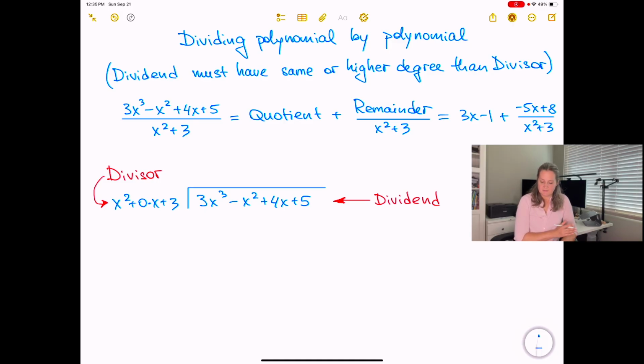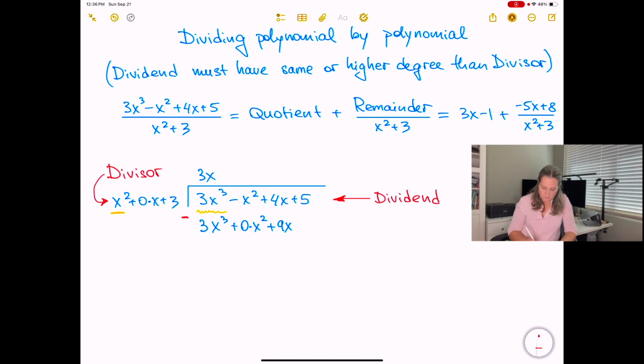Let's write out both the dividend and divisor, indicating all terms, including the ones that we're not seeing because x is multiplied by 0. And now we're going to do the same idea as before. We'll try to multiply x squared by something that will make a product equal to 3x cubed. If we take 3x and multiply it by x squared, we will have exactly 3x cubed. But 3x will also be multiplied by 0 times x, creating 0 times x squared. And 3x multiplied by 3 is equal to 9x.